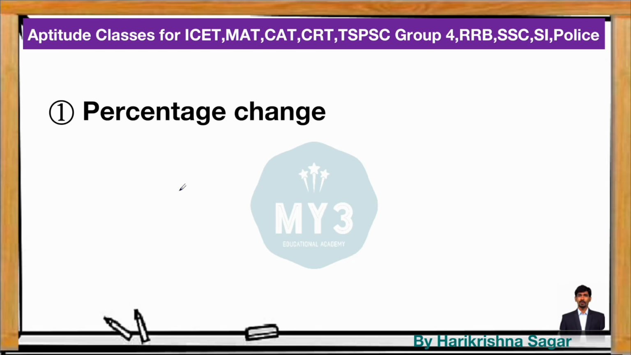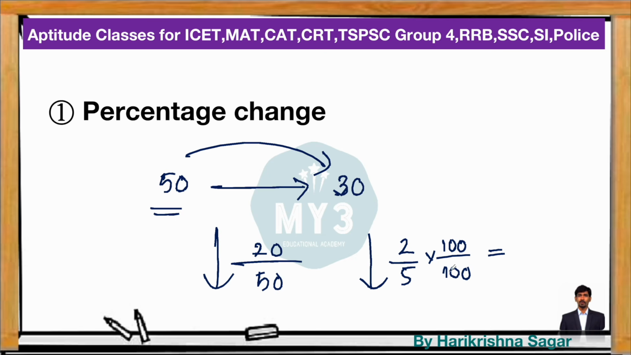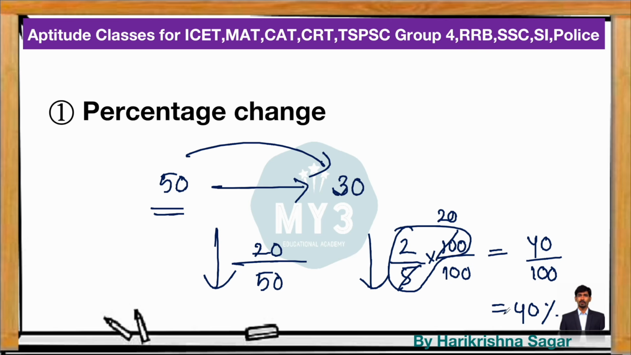Let's take one more example. Let's assume that there is a number 50. 50 becomes 30. What is the percentage decrease? So the base value is 50, and 50 becoming 30 means on top of 50 there is a decrease of 20. So it is giving a result of 2 by 5. As I told you, to convert a fraction into percentage, you can multiply and divide by 100. That's also no problem. You can further simplify. 25 twenties, 20 into 2 will be equal to 40. 40 by 100 means we can say the percentage decrease will be 40 percentage.